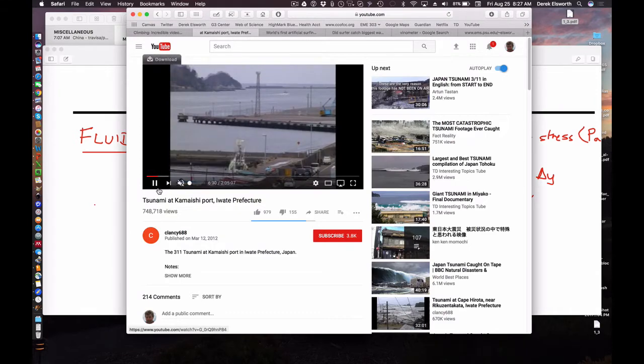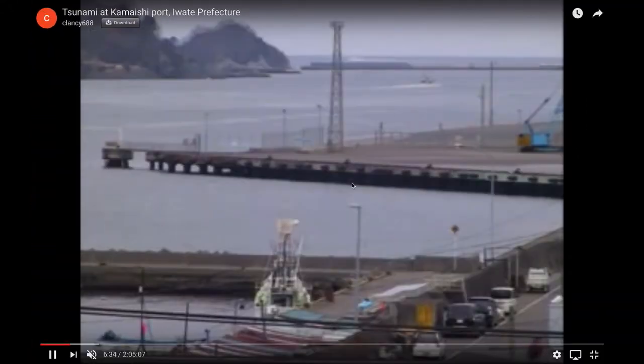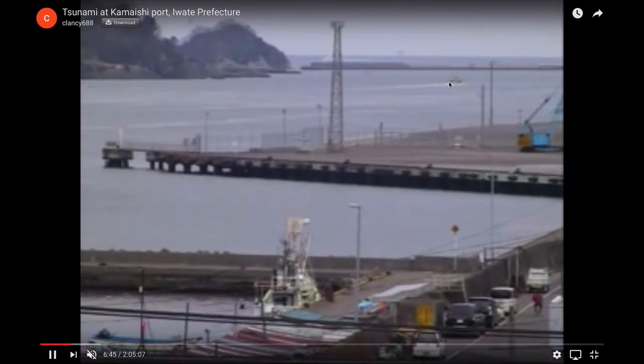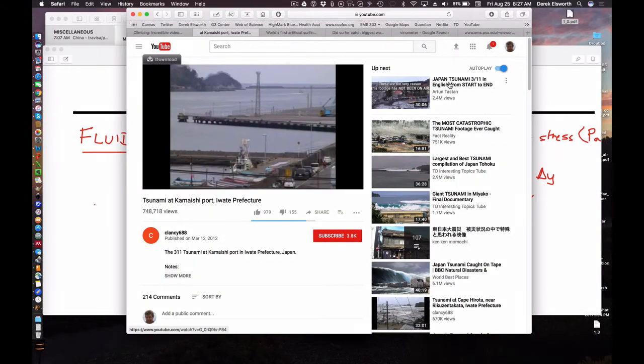Oh, did I stop it? Oh no, 6 minutes. How are we doing? Are we still patient? No? Yeah, you are patient. So, nothing much. Still see a boat going out to sea right here. 6 minutes in. All right.